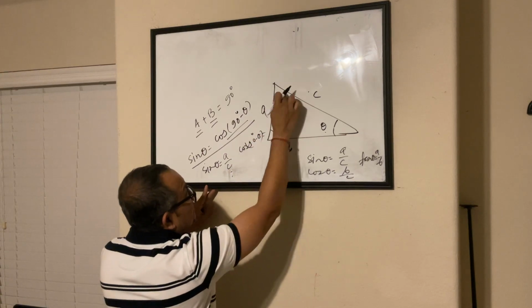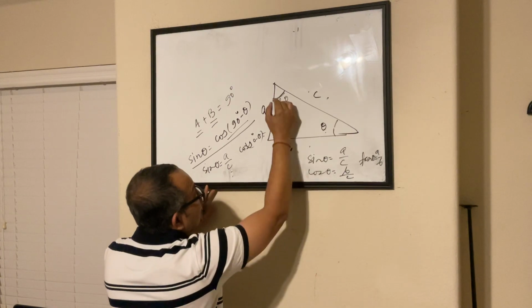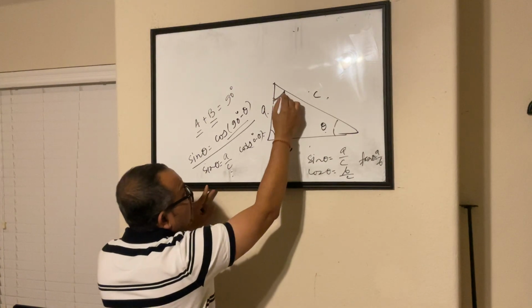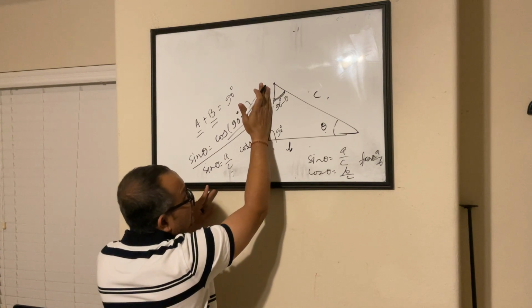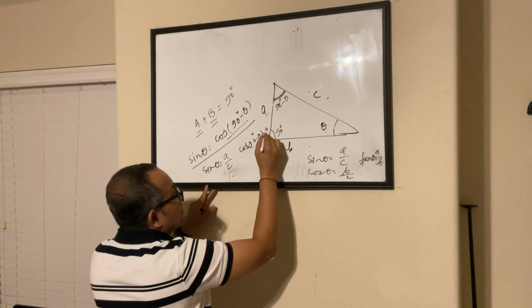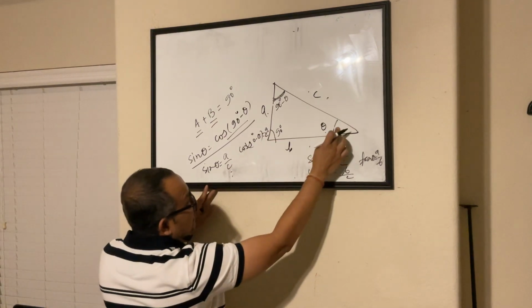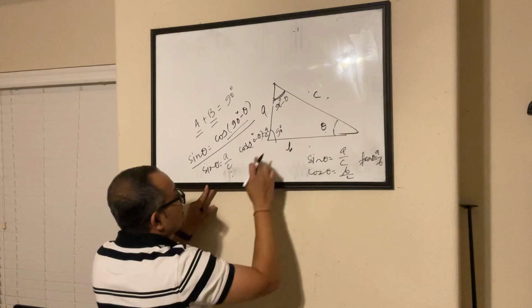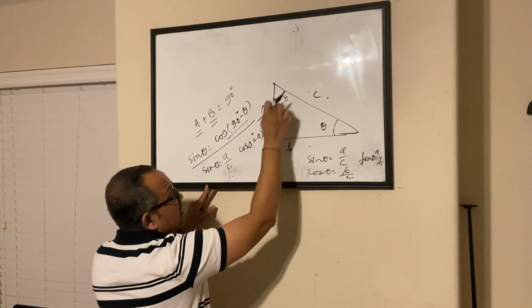Cos of this angle, when we take this angle into account, will be the side which is the base of that angle by the hypotenuse. So it will be A by C. So as you can see, sine of theta, which is A by C, is also equal to cos of 90 degree minus theta, A by C.